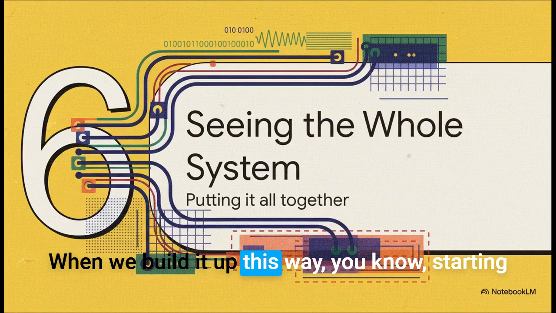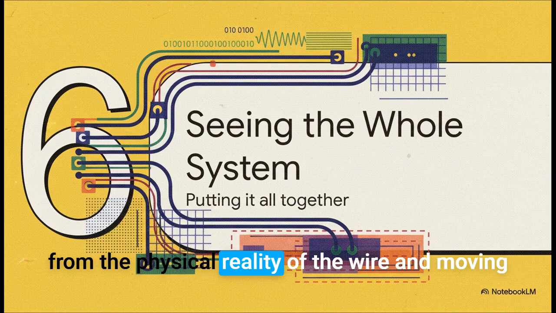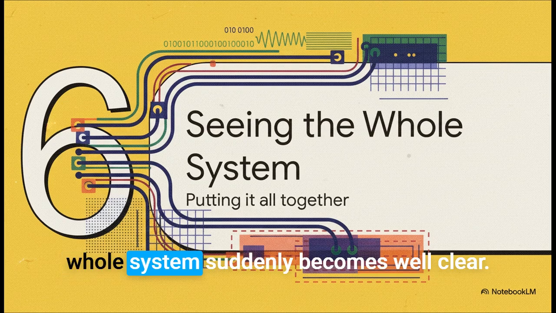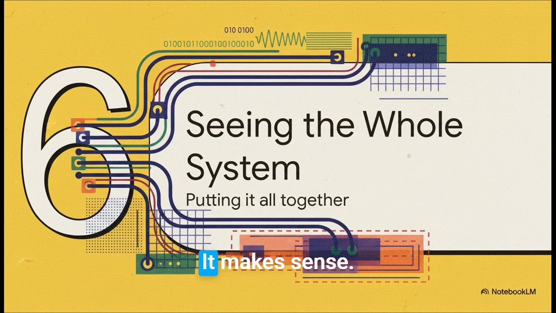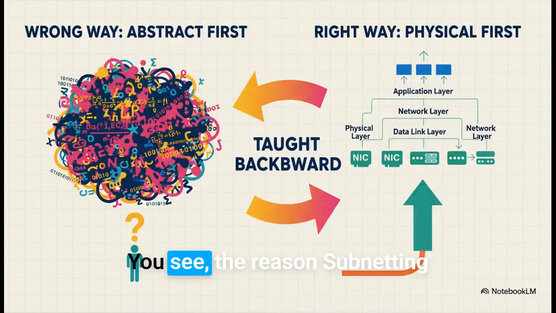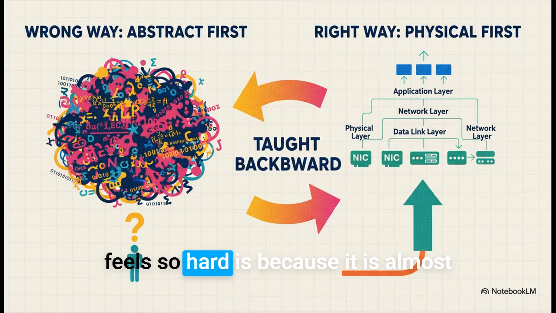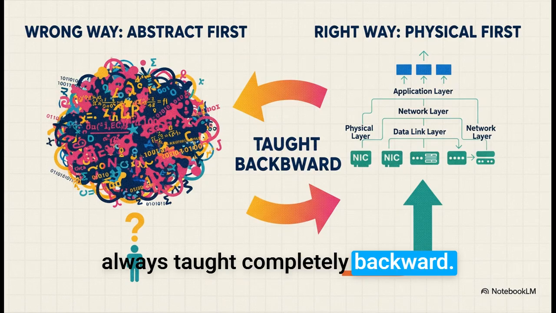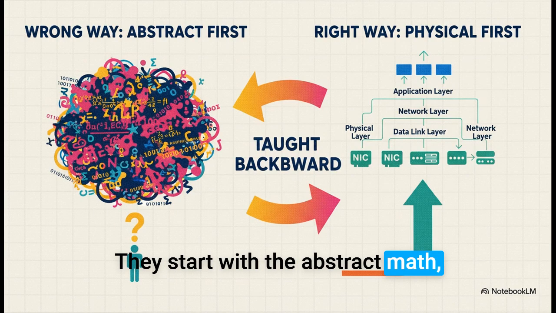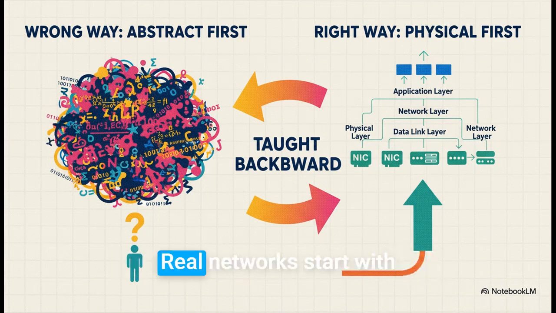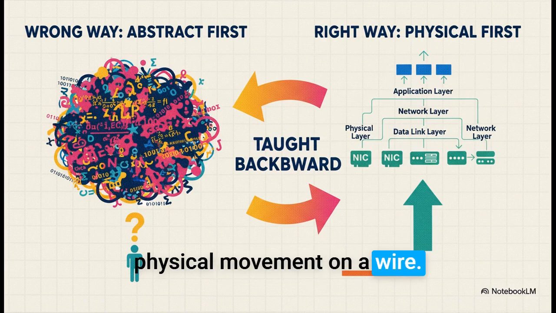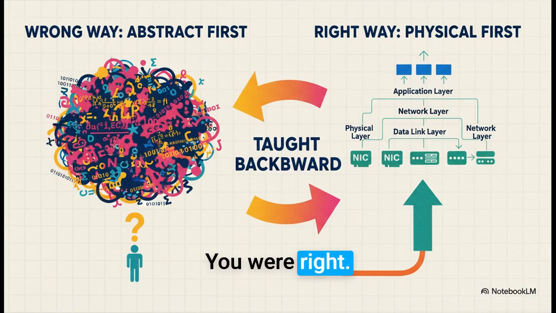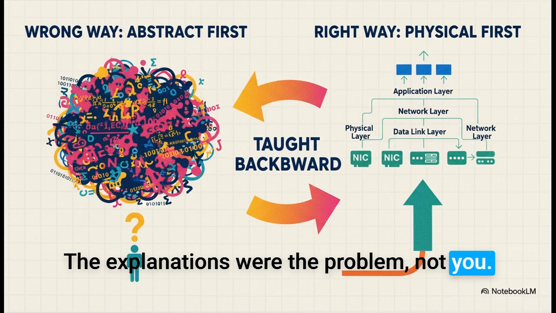And when we build it up this way, starting from the physical reality of the wire and moving up to the logical rules in the software, the whole system suddenly becomes, well, clear. It makes sense. You see, the reason subnetting feels so hard is because it is almost always taught completely backward. They start with the abstract math, but that's not how networks work. Real networks start with physical movement on a wire. Your gut feeling that it should be simpler than they were making it? You were right. The explanations were the problem, not you.